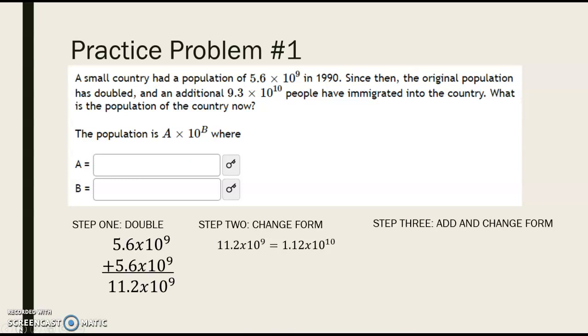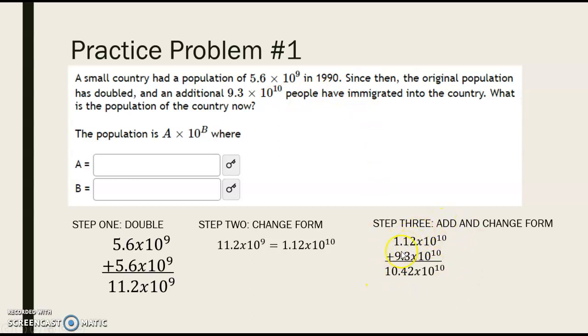If we change 11.2 times 10 to the 9th, if we move that decimal place once to the left, we're going to raise our power from 9 to 10. That's how we get from 11.2 times 10 to the 9th to 1.12 times 10 to the 10th. The last step, now we know what the population is when it's doubled. We want to add on that 9.3 times 10 to the 10th. Notice this works out nicely because we would not be able to add 11.2 times 10 to the 9th to something times 10 to the 10th.